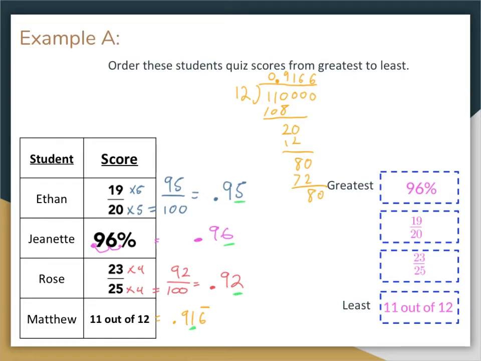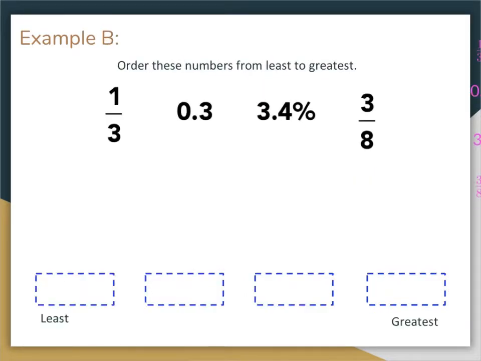So let's go ahead and take a look at the next one. So here we are at example B, and it says order these numbers from least to greatest. So we're going to go smallest to biggest this time. Now I've got 1/3, 0.3, 3.4%, and 3/8. So again, I can't really do a lot of benchmarking here. I might be able to do some, but I've got 1/3 and 0.3. I think those are pretty close. 3/8 seems pretty close to all of that.